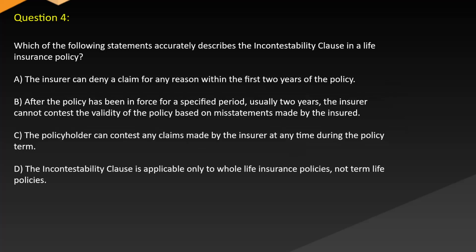Question 4. Which of the following statements accurately describes the incontestability clause in a life insurance policy? A. The insurer can deny a claim for any reason within the first 2 years of the policy. B. After the policy has been in force for a specified period, usually 2 years, the insurer cannot contest the validity of the policy based on misstatements made by the insured. C. The policyholder can contest any claims made by the insurer at any time during the policy term. D. The incontestability clause is applicable only to whole life insurance policies, not term life policies.